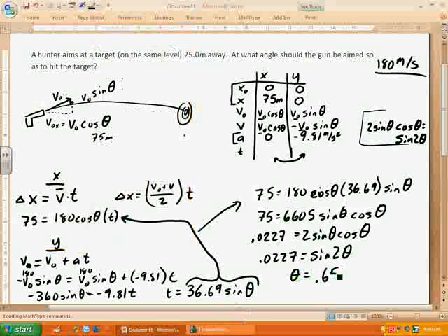And there you go. That's your angle. That's what you need to shoot at. How about that for some cookies? See you guys later.